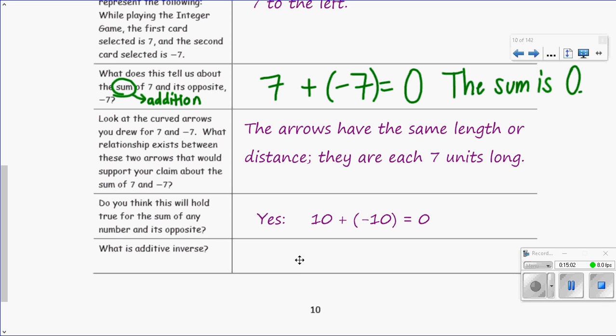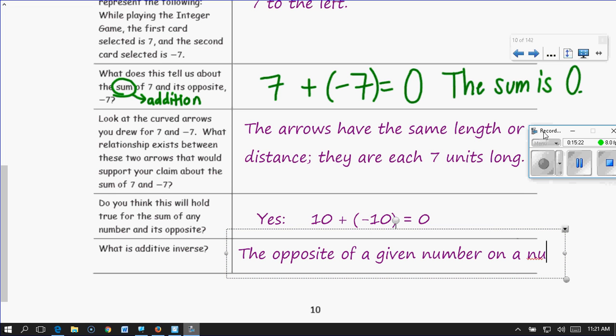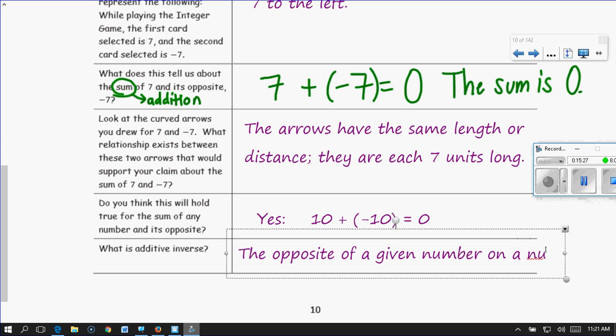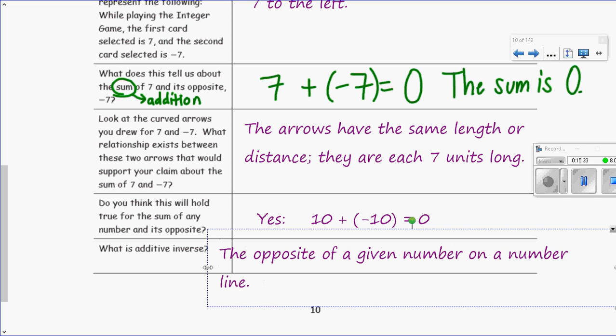Okay, so what is additive inverse? Here's your definition. Additive inverse is the opposite of that number on the number line. Let's say the opposite of a given number on a number line. And we'll move that out of the way. Okay, and that's actually going to be it.